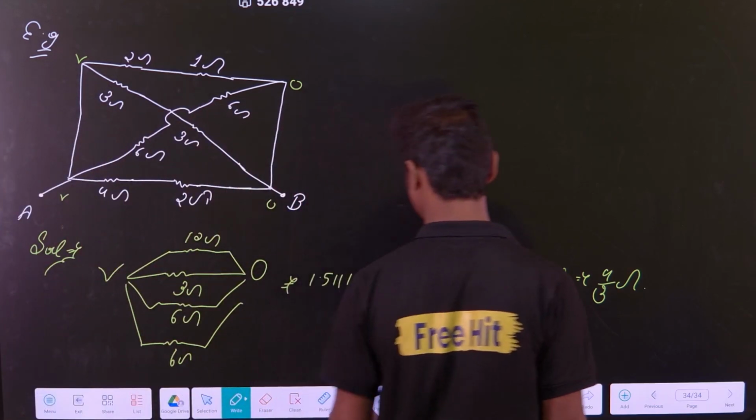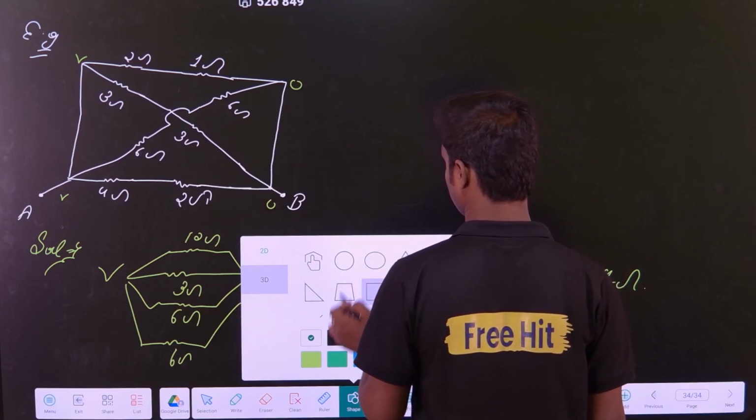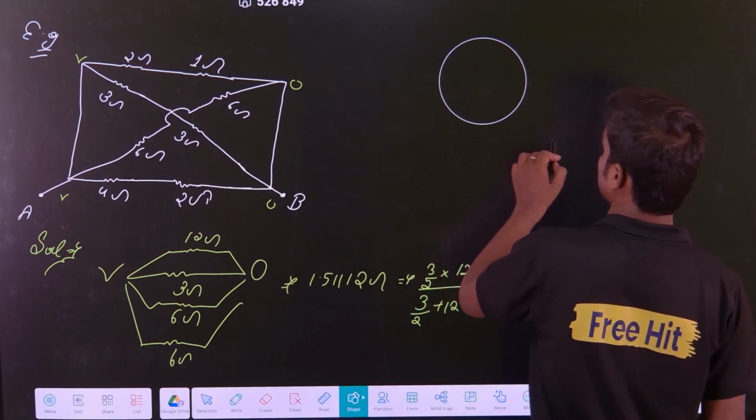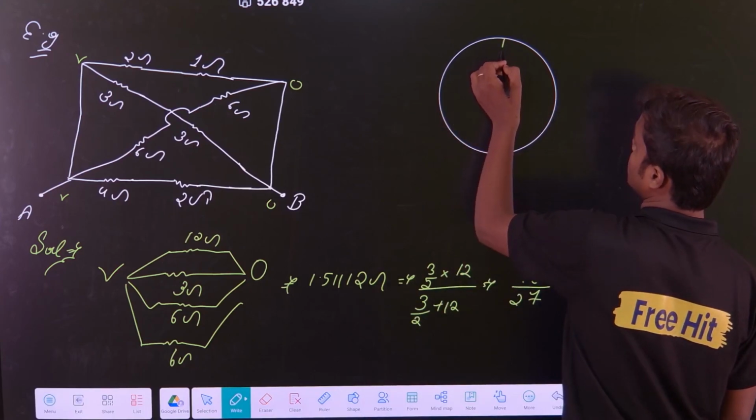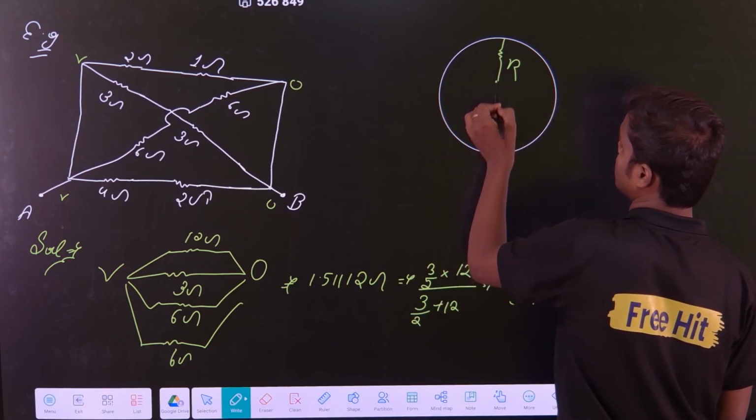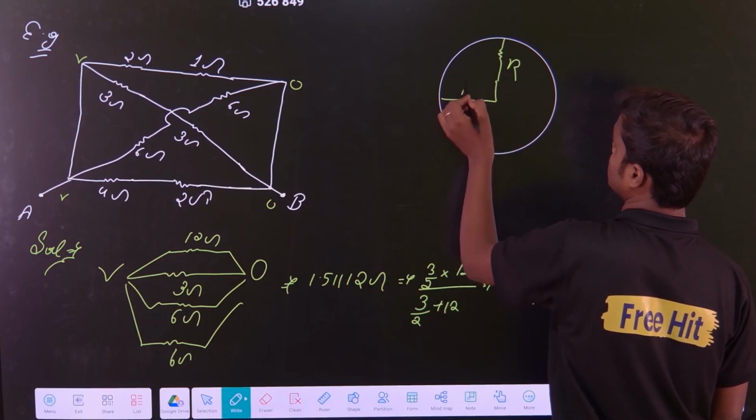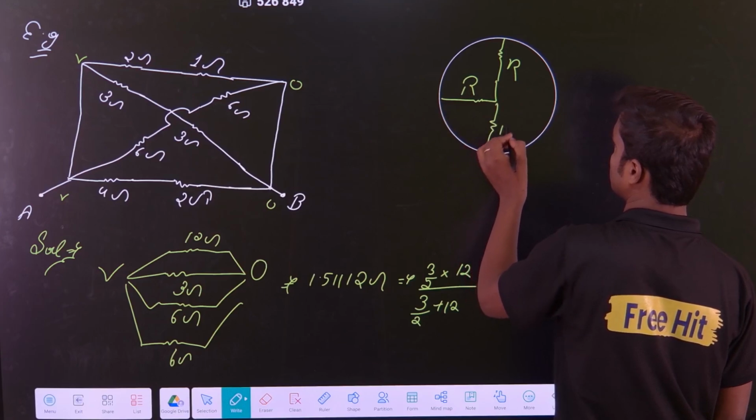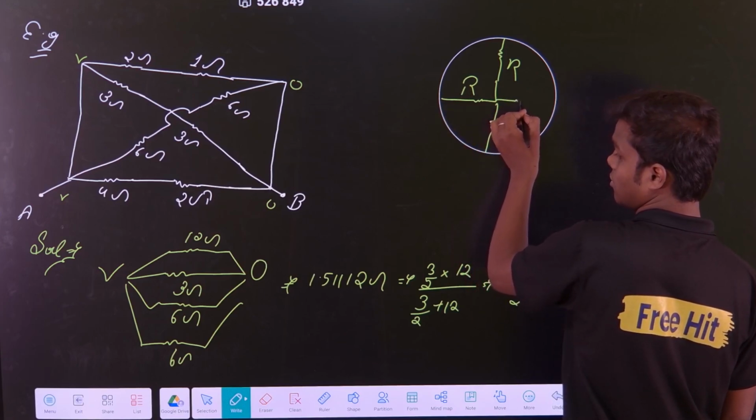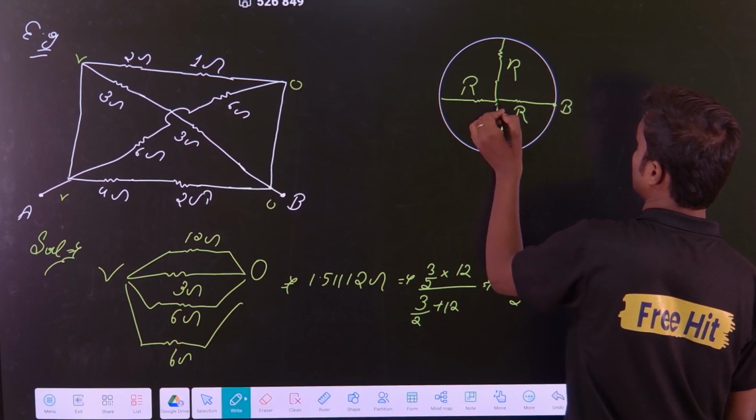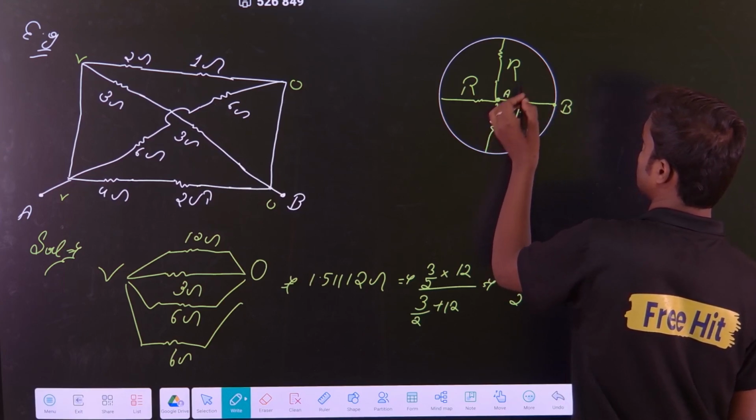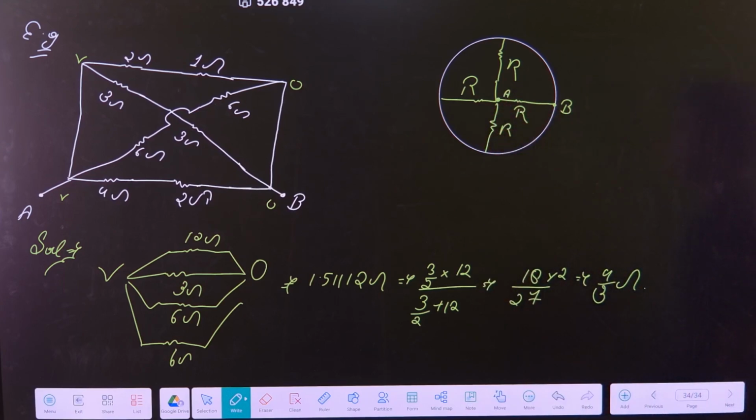Let me take one more example. This is a very famous example from the S.C. Verma book. Basically, this is R ohm, this is also R ohm, this is R ohm, and this is R ohm. This point is B, and this point is A. You have to find the resistance across A and B.